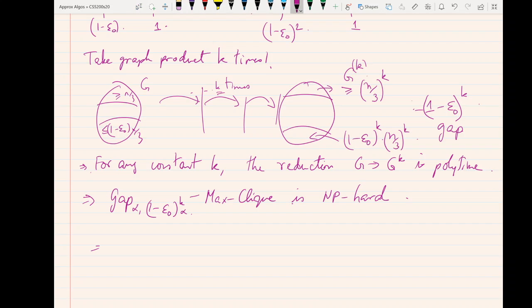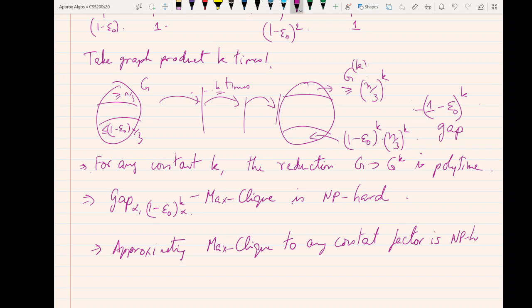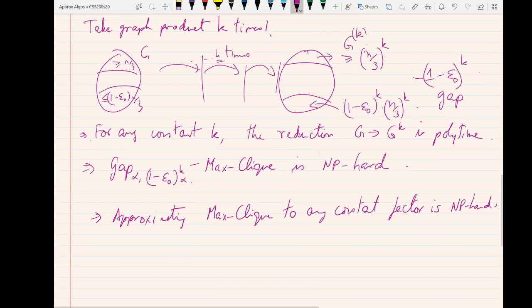Okay, this implies, but notice that I can take k to be any constant, therefore 1 minus epsilon naught raised to k can be any small enough constant, which means that approximating max clique to any constant factor is NP hard. Okay.